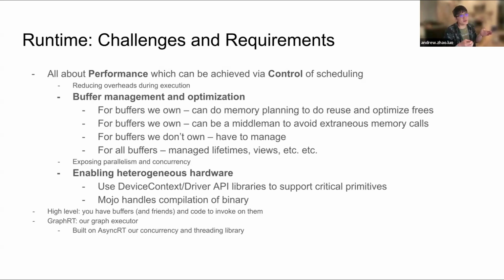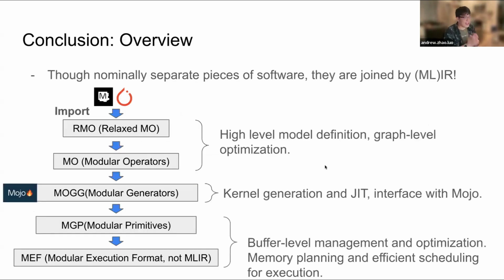Finally, this part of the stack is also responsible for actually executing things, right? So that means they also have to deal with heterogeneous hardware. And so my understanding is they just use these device context and driver API libraries, but they also have to add support for some of the concurrency primitives you see in GPUs, like streams, right? And then Mojo handles some of the heterogeneity too, because it does that sort of split compilation of binaries.